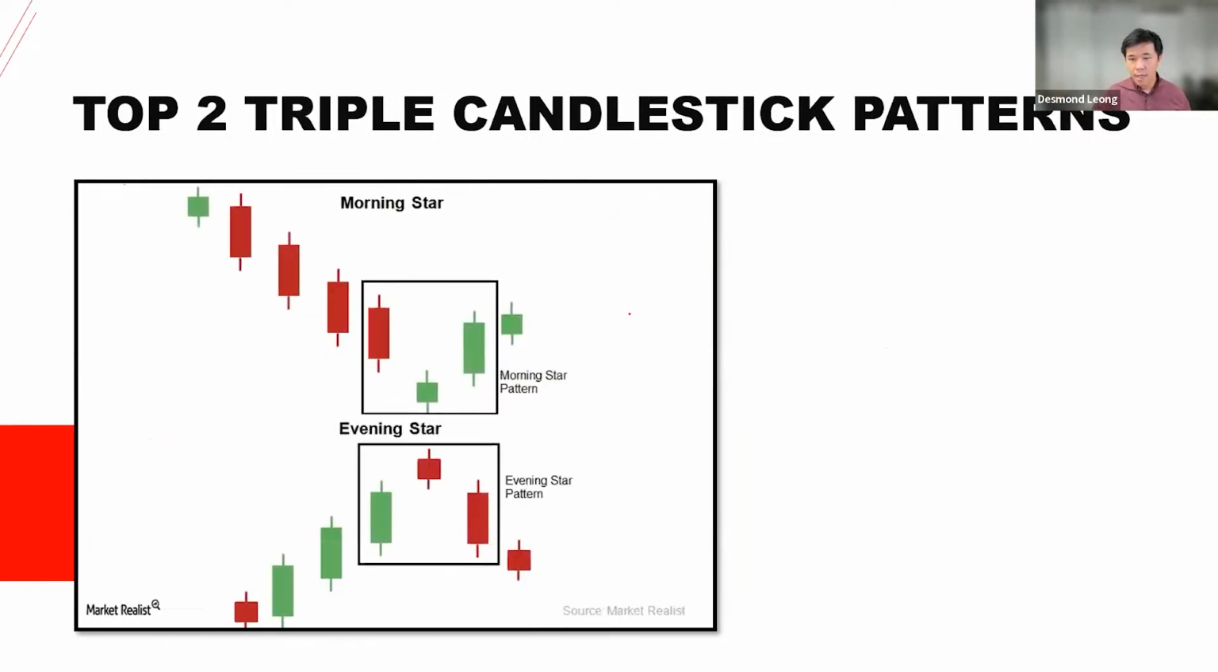Another of my favorite patterns, a triple candlestick pattern, morning star and evening star. It requires 1, 2, 3, 1, 2, 3. This happens a lot less in Forex because you don't get that many gaps. You can see the gaps over here, and over here. This happens a lot less in Forex, but it happens a lot more in indices and shares. So if you do see it, it's a pretty good one to use.